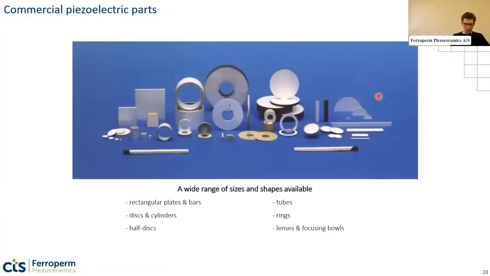This is an example of some of the shapes we have. A lot of different shapes are available upon request.